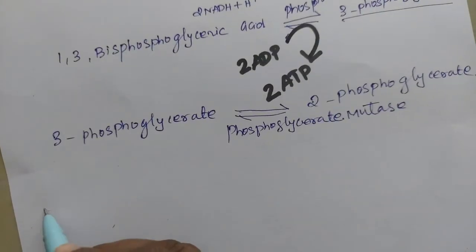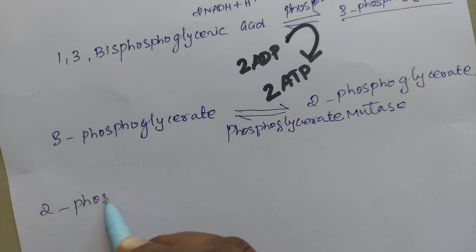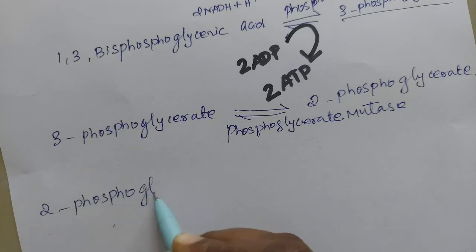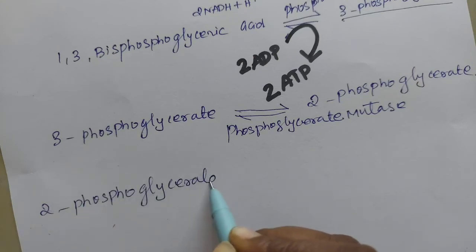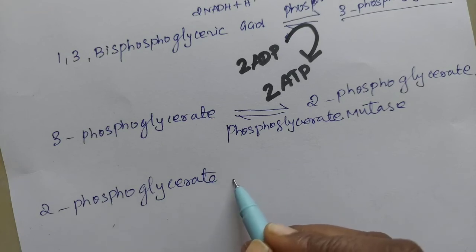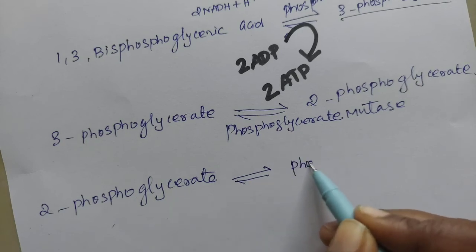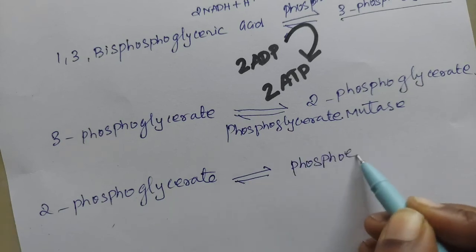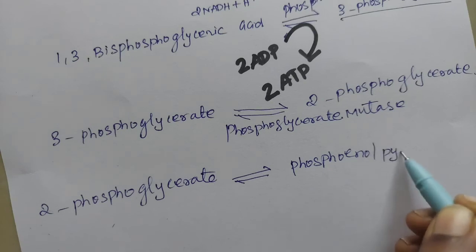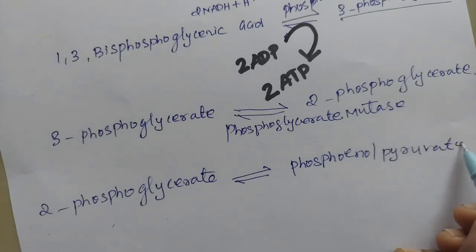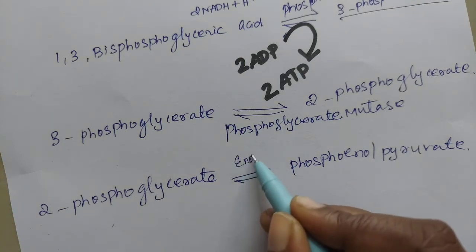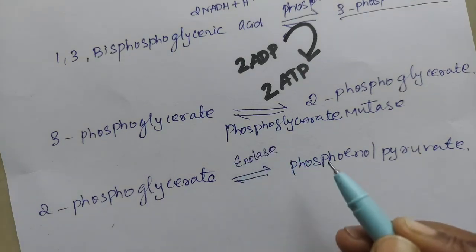The next reaction, 2-phosphoglycerate. 2-phosphoglycerate is again converted into another substance. Again, this reaction is a reversible reaction. It forms phosphoenol pyruvate. Phosphoenol pyruvate is formed as a result of this conversion. This reaction is catalyzed by an enzyme known as enolase.